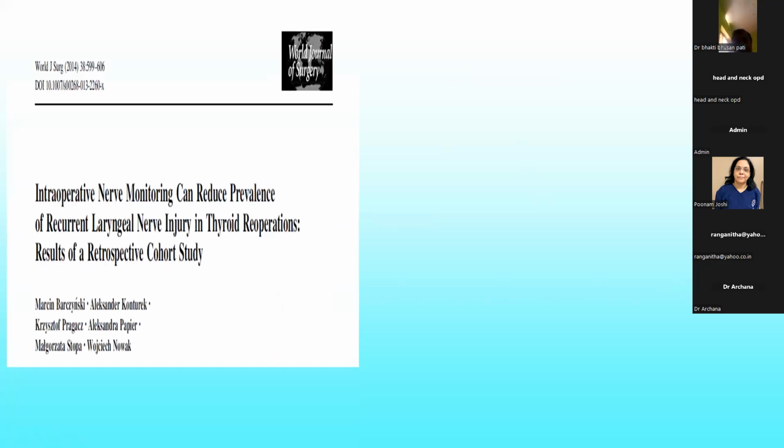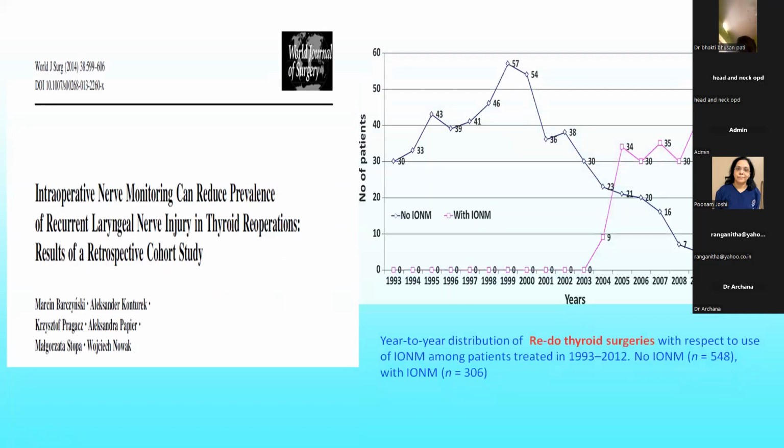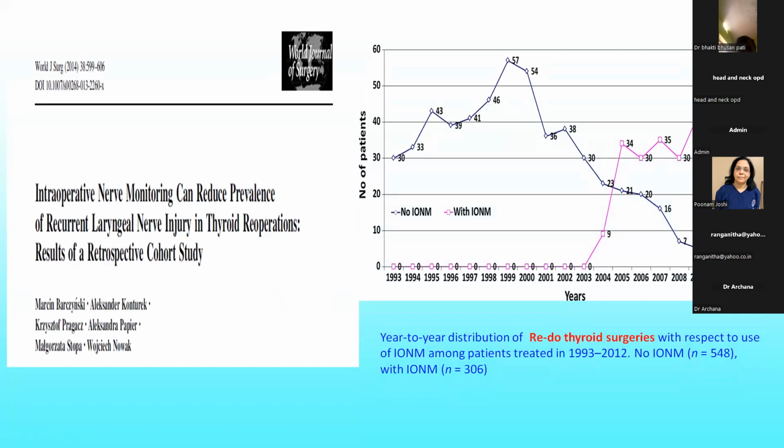Actually, the IONM concept came up in a very profound manner, in the way that they used some retrospective cohort studies, and they found that intraoperative nerve monitoring can reduce the prevalence of recurrent laryngeal nerve injury in thyroid surgeries, reoperations, and especially when they are doing that with and without thyroid surgeries. The IONM distribution is the year-to-year distribution. It shows that in redo thyroid surgery it is more important as compared to normal surgery, but the concept has totally changed in recent days.